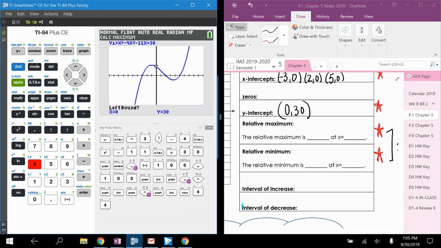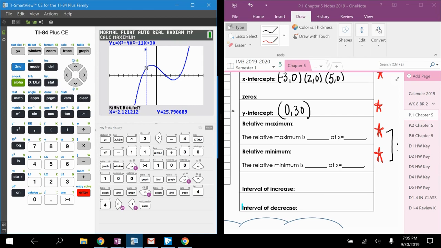And it says left bound. So all that's saying is, here's the max right here. Get this cursor to be on the left side of where you think the max is. So I'm going to move the cursor to the left side of where I think the max is. You can be right next to it. You can be all the way to the left. It doesn't really matter as long as you're on that left side of the max of where you think it is. Press enter.